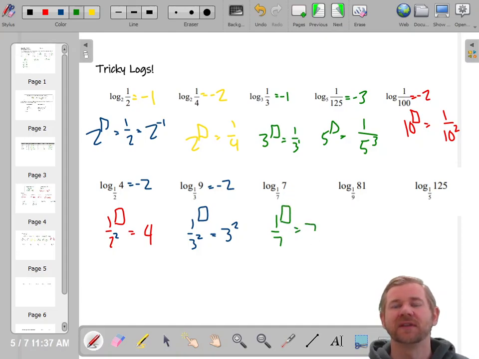1/7 to what power is 7? Well, it's 7 to the first in the bottom, so we move it to the top and make it negative 1. 1/9 to what power is 81? 9 squared is 81. It's in the bottom, so make it negative 2.